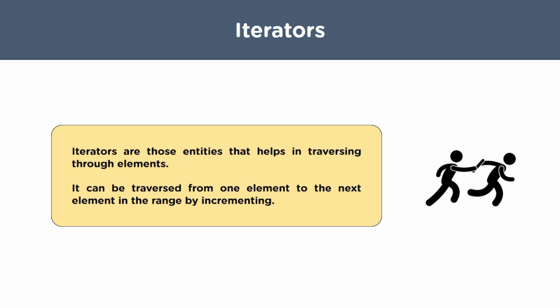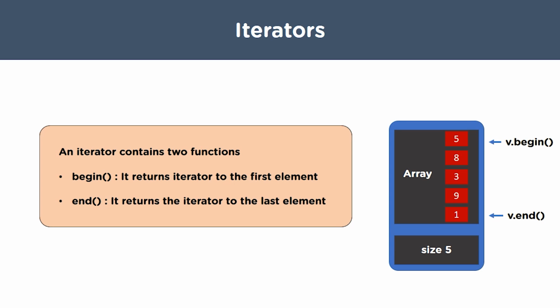Iterator contains 2 functions, that is begin function and end function. The begin function returns the iterator to the first element and the end function returns the iterator to the last element. Now coming to algorithms.